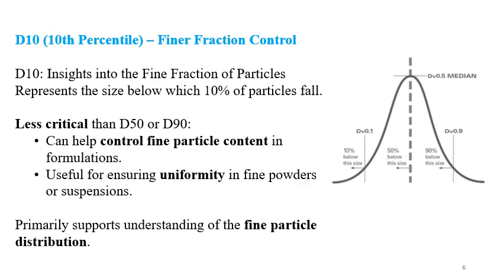So now you might have got an idea about D10, D90, D50. D90 will control the larger particle size. D10 will control the finer particle size, and D50 will control, or it can control, the median particle size.